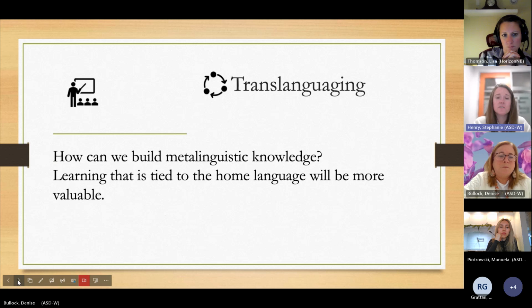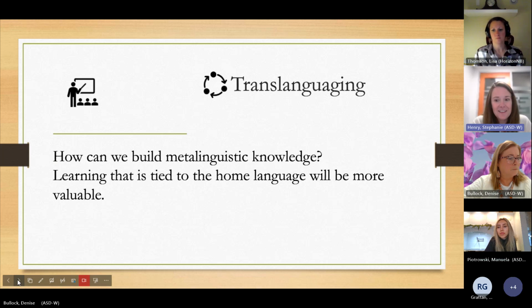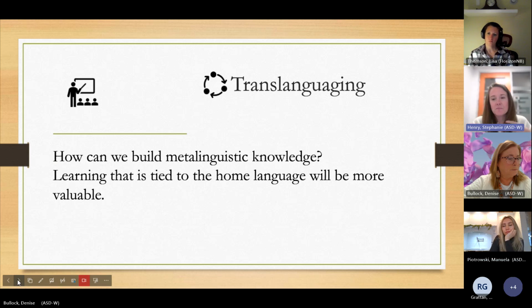And what I think is the last thing that we need to be thinking about when we're teaching reading is how can we build metalinguistic knowledge through translanguaging? So this is a big topic that we could do an entire session on separate from reading, but translanguaging is basically leveraging the first language in order to understand and learn in the second language. So all the learning that these kiddos are doing is tied to their home language. They're most likely thinking in that home language and making all of those things happen in their brain. And so we need to leverage that.